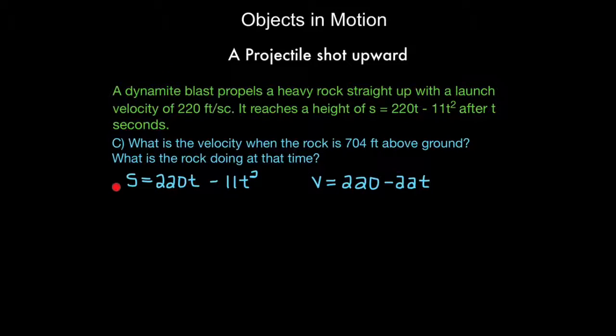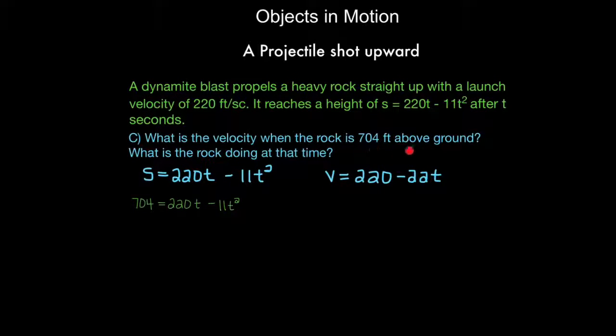So going back to my position function, I can see that by giving a position, I will be able to find the other missing variable for time. So this is going to be a two-step problem. First, before we can even find the velocity, we need to know what time the rock reaches a height of 704 feet above ground. And once we know the time, we can then use the velocity formula to find the rock's velocity. So I take my given position and substitute in for position in the function of s.